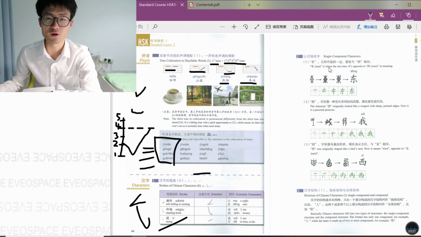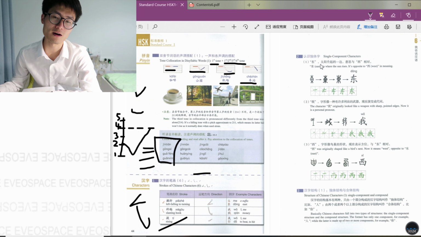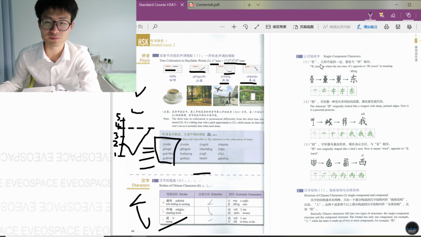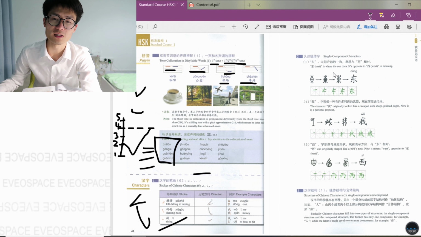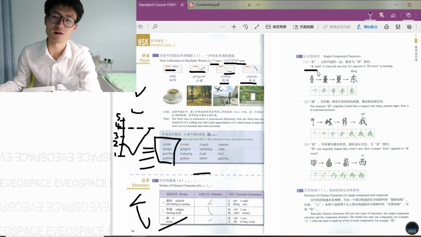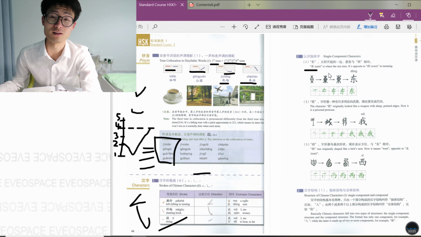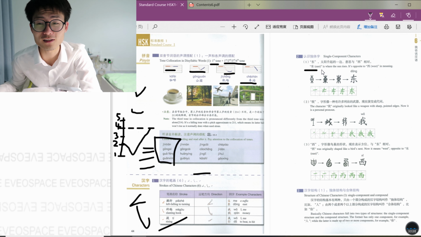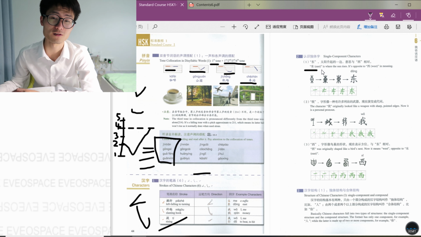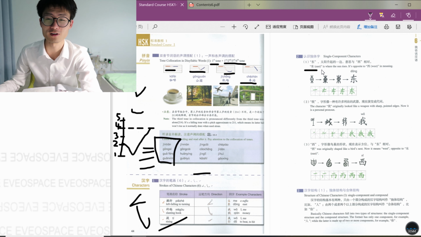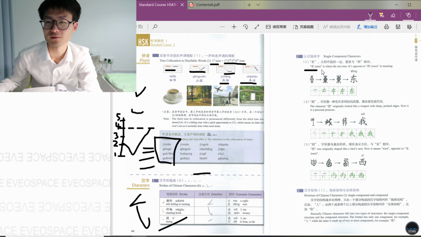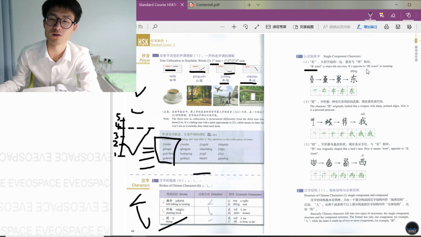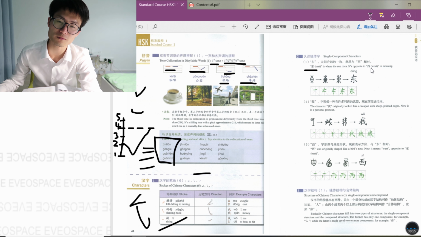And then let's move on to the single component characters, okay? The first one, it means east, okay? As you can see, it explains here that east is where the sun rises. Okay, that's a good definition. Okay, and then it's opposite to west. Okay, so this is how you write it.